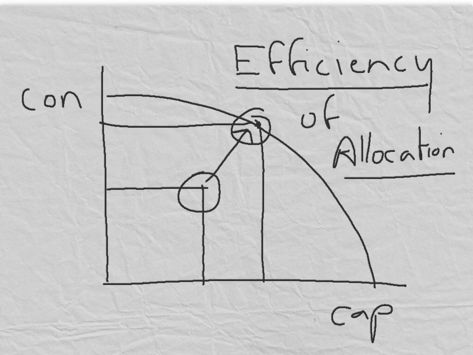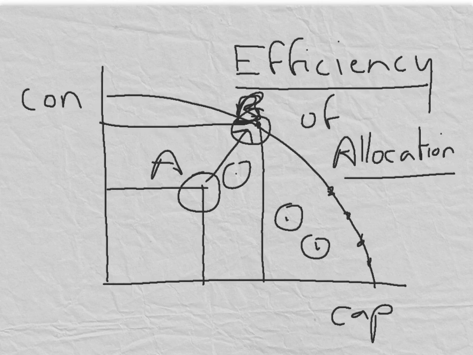So here, shall we say, at point A, the economy is not being efficient in its allocation of scarce resources, whereas at point B, it is showing efficiency of allocation. So any point on the PPF, such as these points I'm drawing here, show efficiency of allocation, whereas any point inside the PPF is not an efficient allocation of scarce resources.